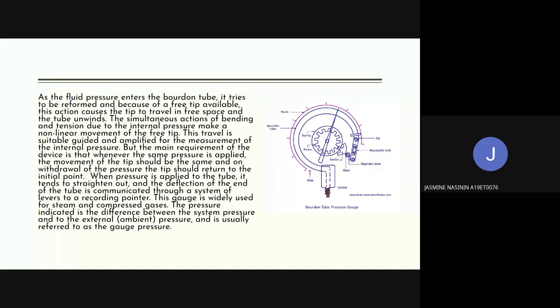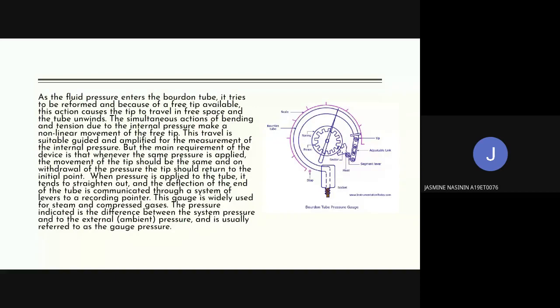So when the pressure is applied to the tube, it tends to straighten out, and the deflection of the end of the tube is communicated through a system of levers to a recording pointer. This gauge is widely used for steam and compressed gases. The pressure indicated is the difference between the system pressure and the external ambient pressure, and is usually referred to as the gauge pressure.